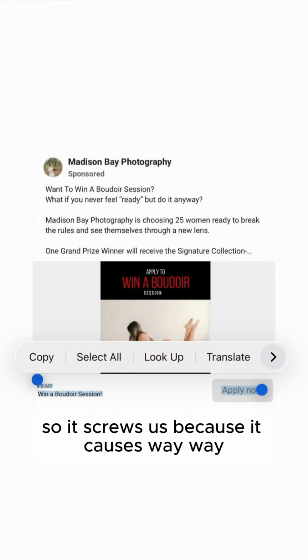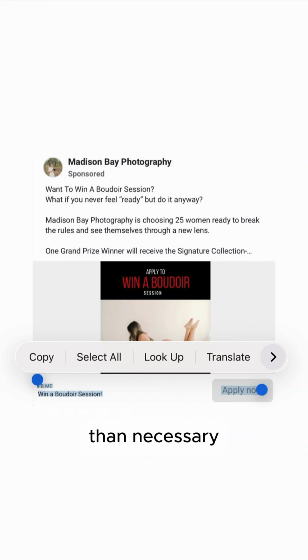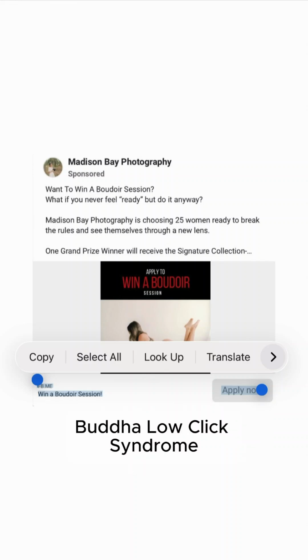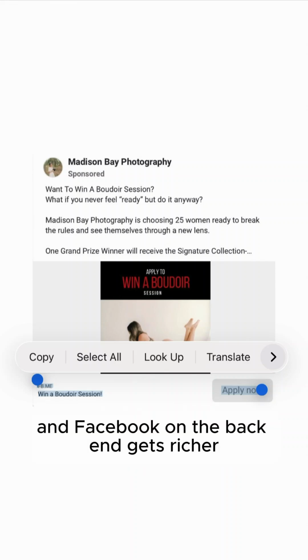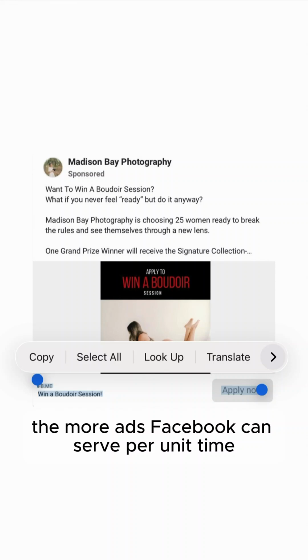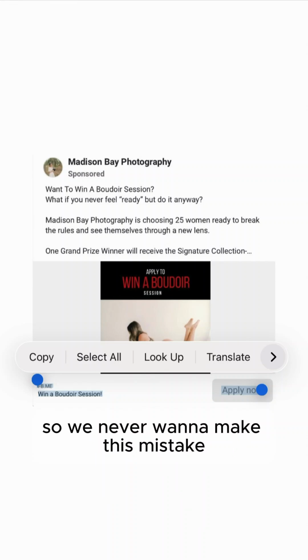So it screws us because it causes way more women to scroll by our Boudoir Facebook ads than necessary, pulling our unique CTR under 6%, contributing to BLCS, Boudoir low click syndrome. And Facebook on the back end gets richer, because the more women scroll by our ads per unit time, the more ads Facebook can serve per unit time, and they make more money when they do that. So we never want to make this mistake.